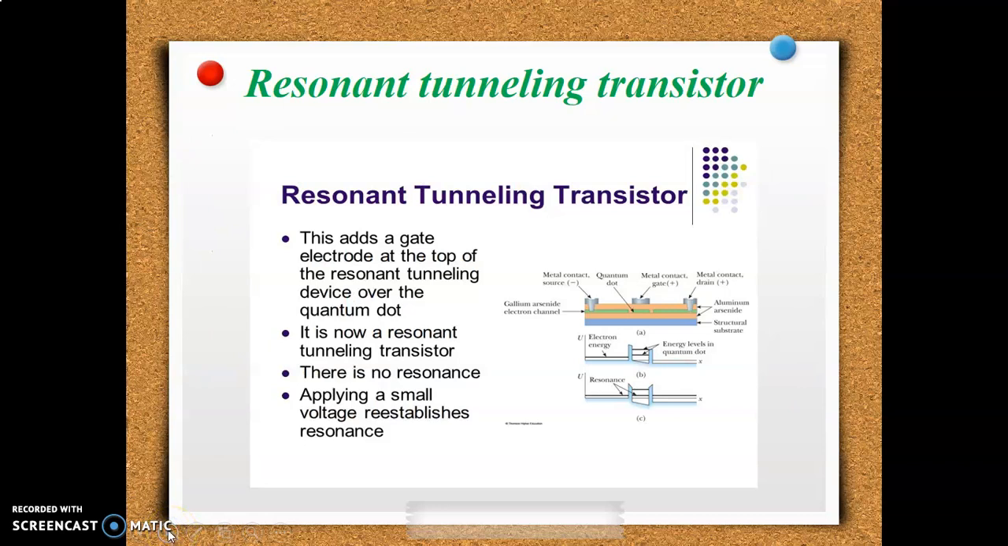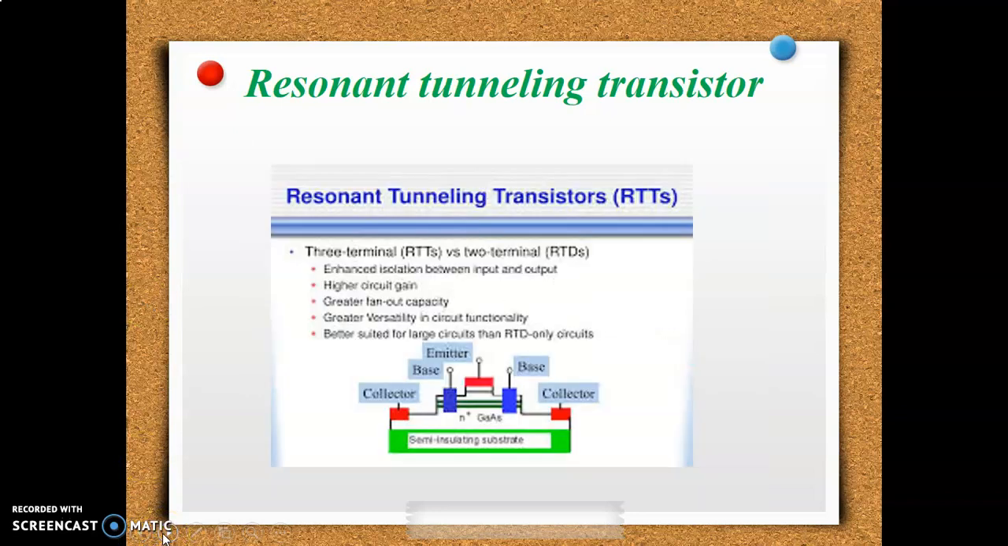Now, the resonant tunneling transistor. This is the basic structure of a resonant tunneling transistor. This adds a gate electrode at the top of the resonant tunneling device over the quantum dot. You can see that in the figure. It is now a resonant tunneling transistor. There is no resonance. Applying a small voltage re-establishes the resonance. This is basically an image taken from Google, so it is not clear, but I'll read that for you.